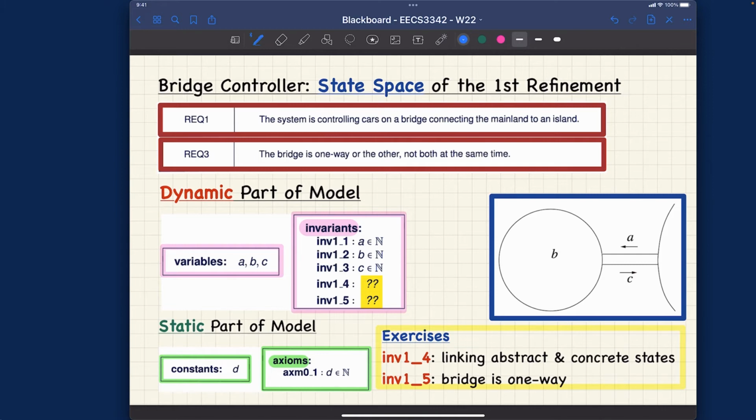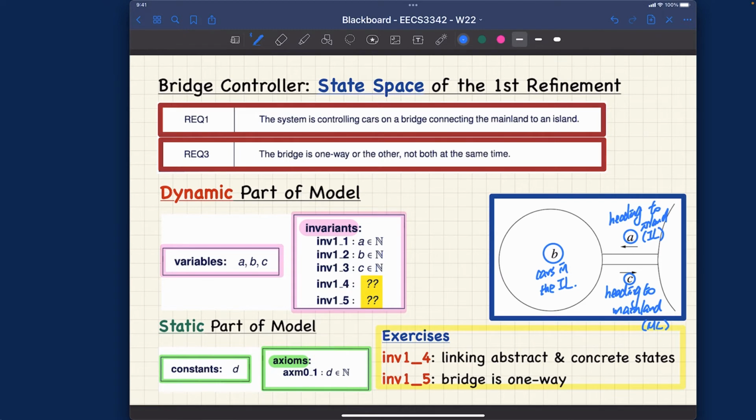So think about A will be the cars. Over here, A will be the number of cars heading to the island. And the C over here will be the number of cars heading to the mainland. Right? Sometimes I might simply refer to island just using IL as a shorthand. Also for mainland, it's going to be ML. Okay, and B will be, of course, the number of cars that are currently in the island.